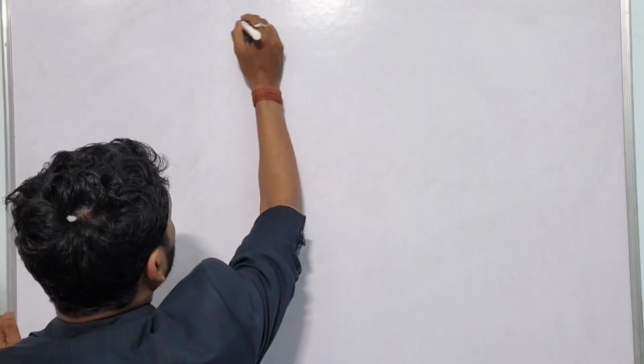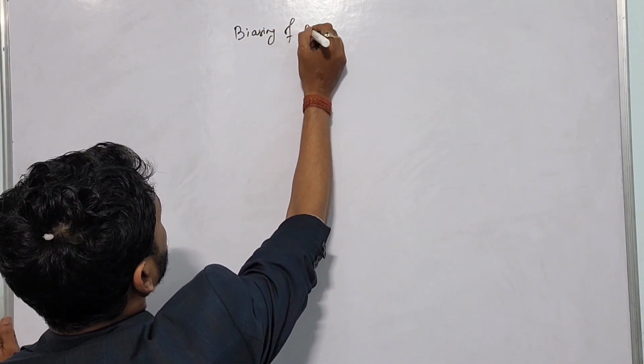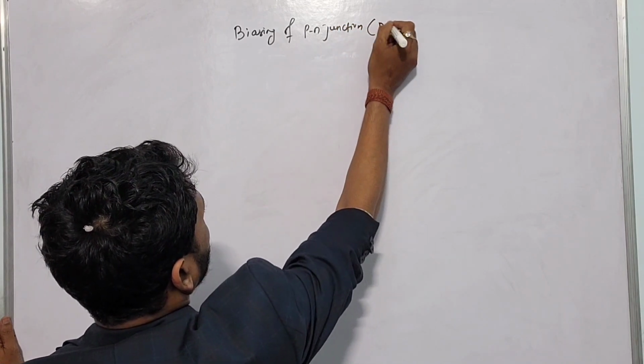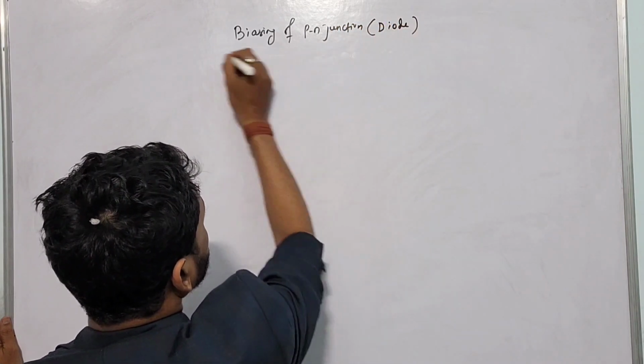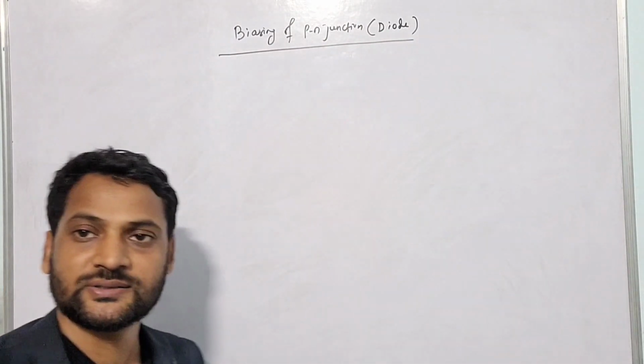So let's start. Biasing of PN junction, or you can say diode. Biasing of diode. So there are two types of biasing. One is forward biasing, second is reverse biasing.